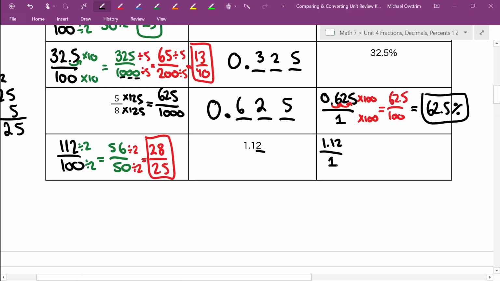For our percent, we can start with our 1.12 out of 1. Any number can be written out of 1. We're going to multiply by 100 to get 100 on the bottom. That's going to move our dot 2 times. Gives us 112 out of 100, of course, and that's 112%, replacing our out of 100 with our percent.